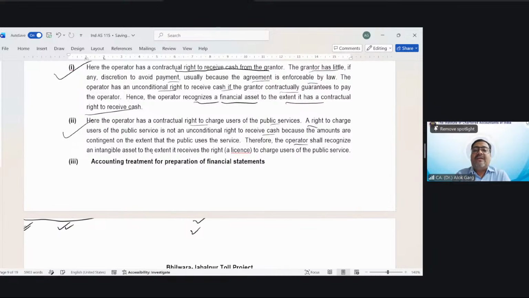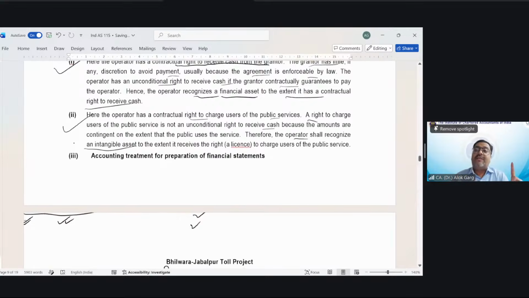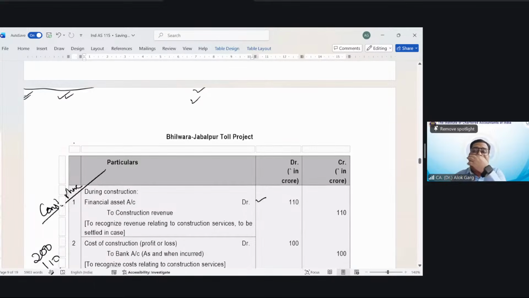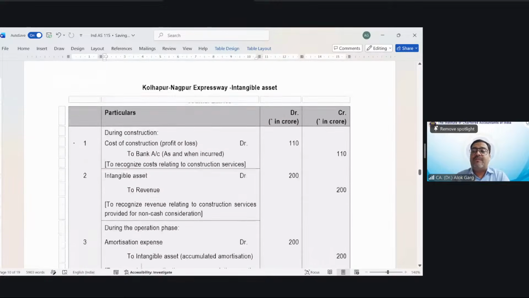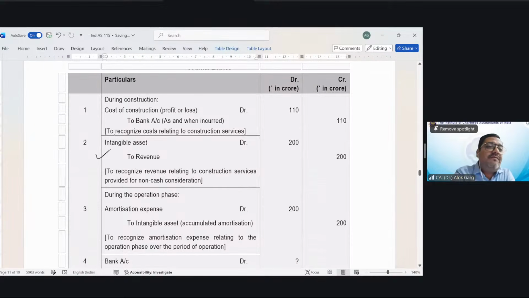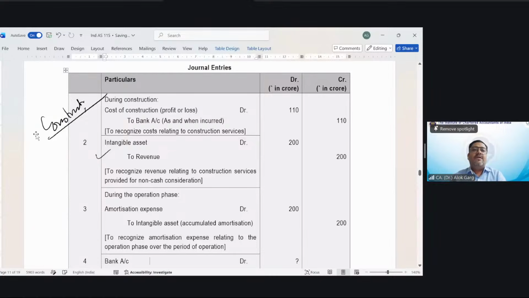Therefore, the operator shall recognize an intangible asset to the extent it receives a right, a license, to charge users of the public service. Okay. And now what will we do? The fair value is 200 crore. So what is the accounting entry? Intangible asset account debit to construction revenue, 200 crore. Construction phase accounting: intangible asset to revenue, then cost, P&L, cost of construction to bank.